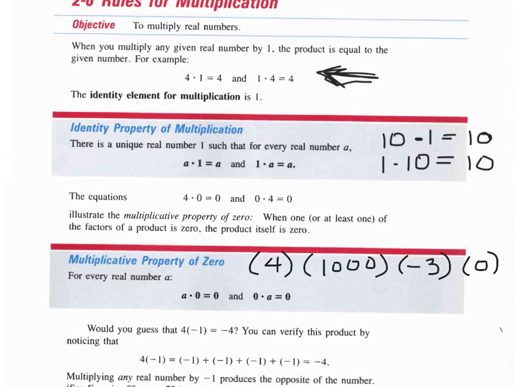So always take a quick peek at your problem, and if the only operation that's going on in the problem is multiplication, and you see a 0 in there as one of the numbers, know that the answer is going to be 0 because we can apply the multiplicative property of 0.